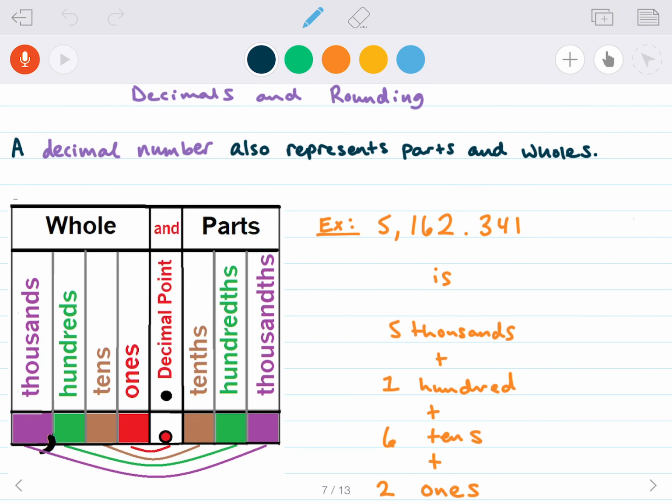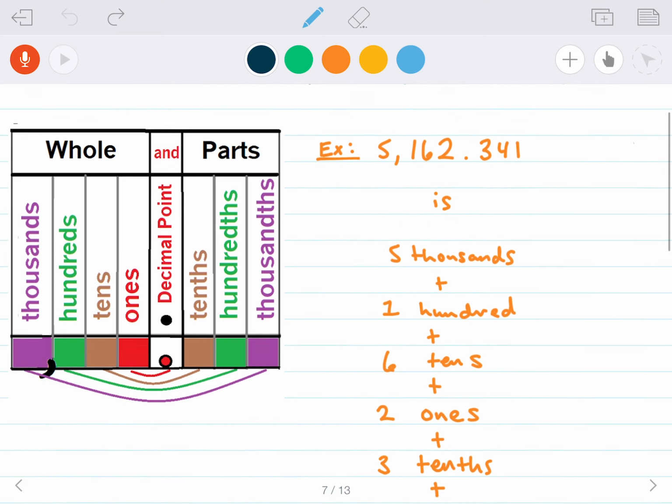Okay, let's talk about decimals. So a decimal number represents parts and wholes just like a fraction does. And this is the way that we set up parts and wholes with decimals. So we have thousands, hundreds, tens, and ones to the left of the decimal point, and to the right, in the next spot, we have tenths, followed by hundredths, followed by thousandths.